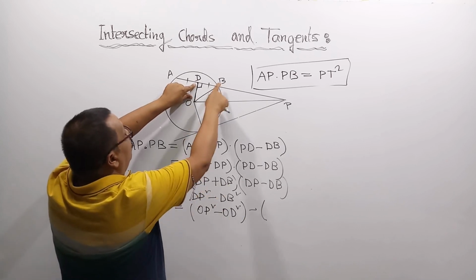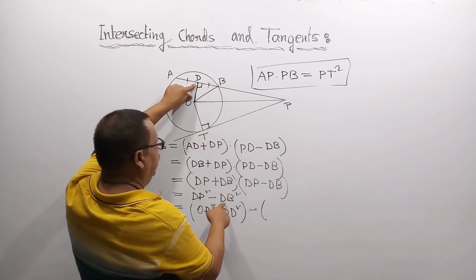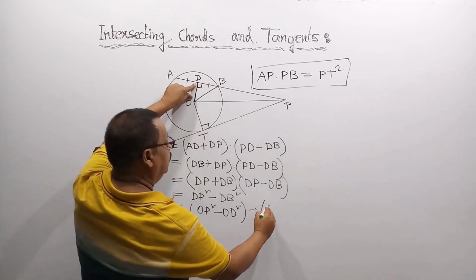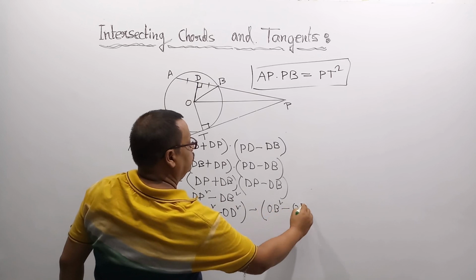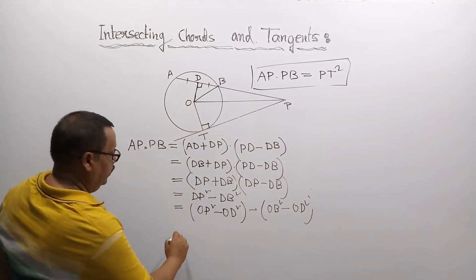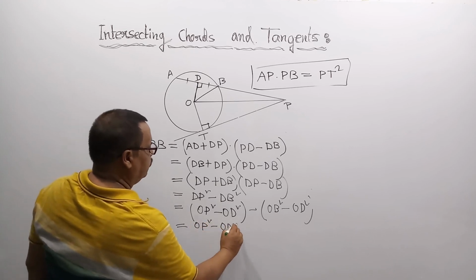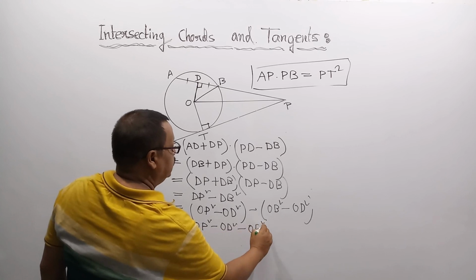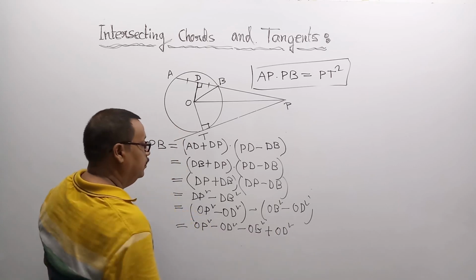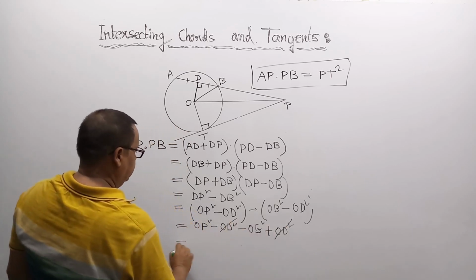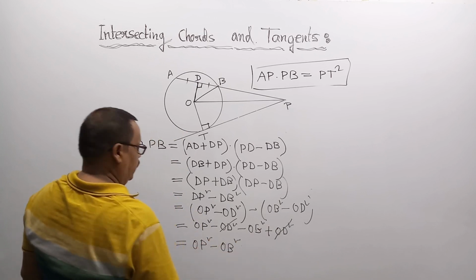Again, the triangle OBD also right angle at D. So in place of DB square, you can write OB square minus OD square. I think clear? This is equal to OP square minus OD square minus OB square plus OD square. OD square cancelled. OP square minus OB square.